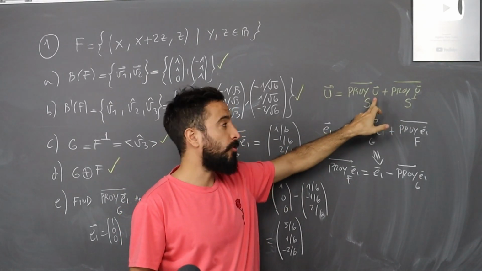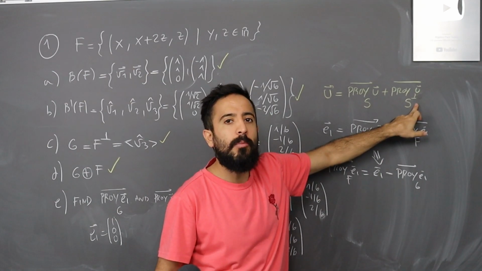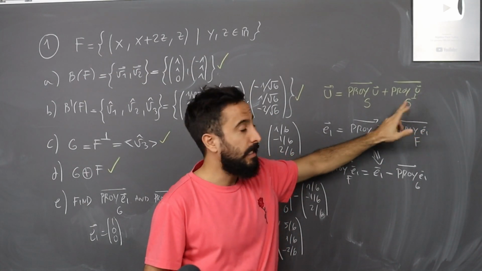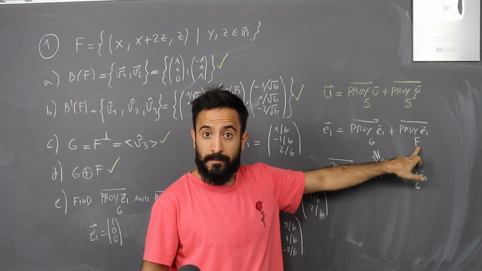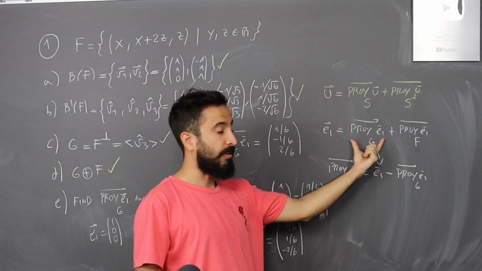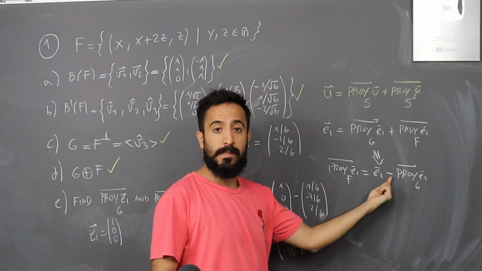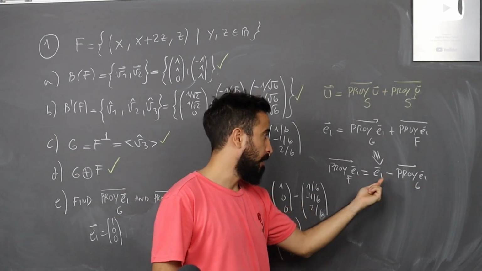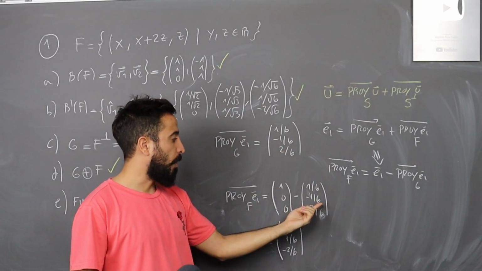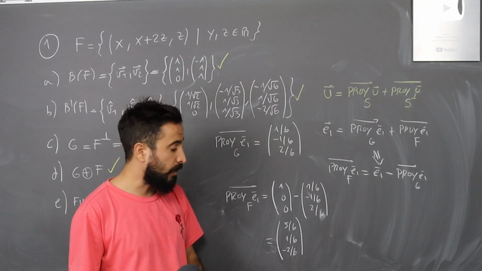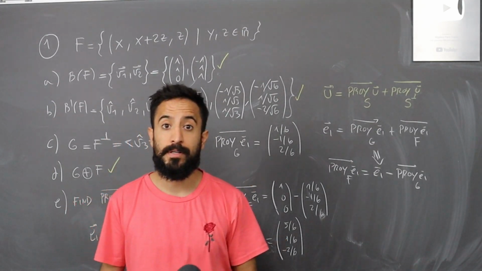The projection of that vector onto a subspace S and the projection of that same vector onto the orthogonal complement of the subspace S. In our example, S, we can say that it's G, and the orthogonal complement, we can say it is F. We already have this, right? So we can say that the projection of E1 onto F is made of this subtraction. We know both vectors, right? E1 is the vector 1, 0, 0, and this projection, we just got it. So when we plug that in, we get that the second projection we're looking for is this vector right here. 5 over 6, 1 over 6, and minus 2 over 6.